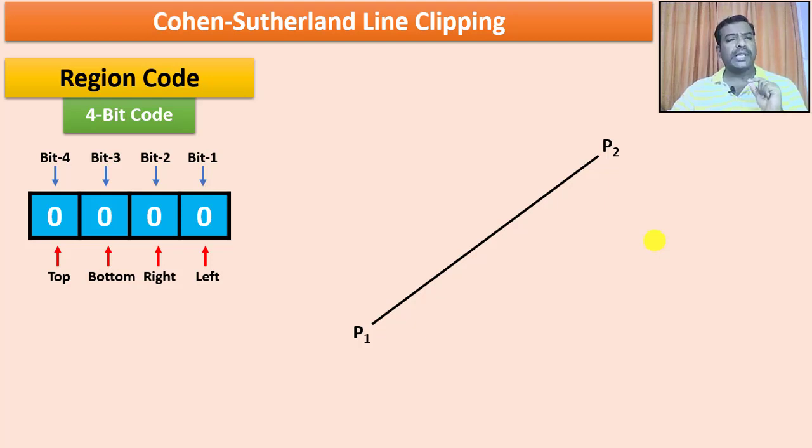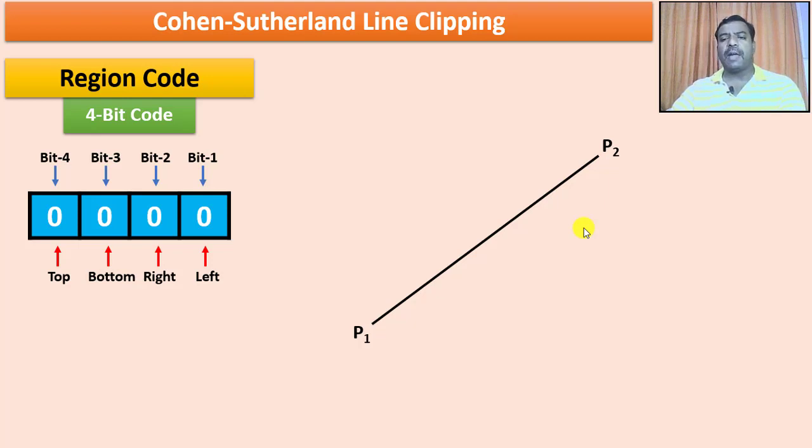Before I start actually implementing this algorithm onto a line as an example, just look at this. I'm going to have a line, and we are all aware that a line is made up of two endpoints, P1 and P2. When I say region code is assigned to each endpoint of a line, clearly understand, the region code is not assigned to a line. A region code is assigned to each endpoint of a line. Hence, if I take any one line, it will have two region codes, one for each endpoint.